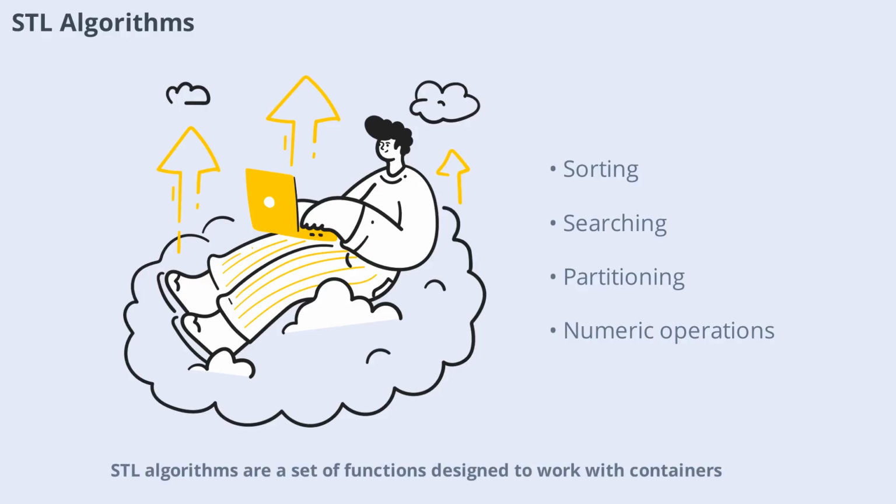STL algorithms are a set of functions designed to work with containers. They include operations like sorting, searching, partitioning, and numeric computations. The algorithms are defined in the algorithm header and are designed to be generic, working with any container that supports iterators. This means you can use the same sorting function for a vector, a list, or any other compatible container, making your code more reusable and consistent.